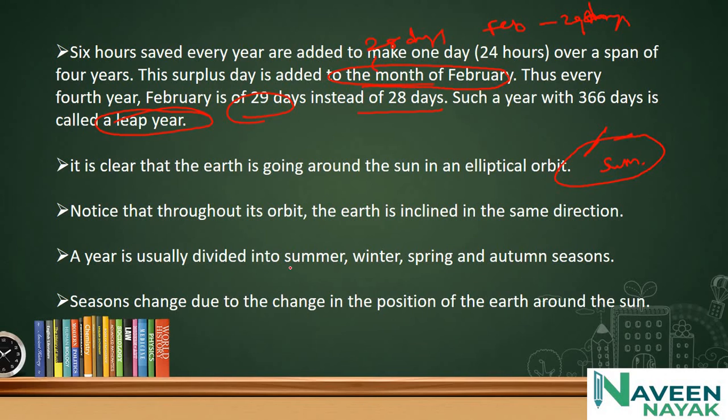A year is usually divided into summer, winter, spring and autumn seasons. Remember, due to the revolution of the earth, seasons change due to the changes in the position of the earth around the sun, and seasons also change when the earth revolves around the sun.